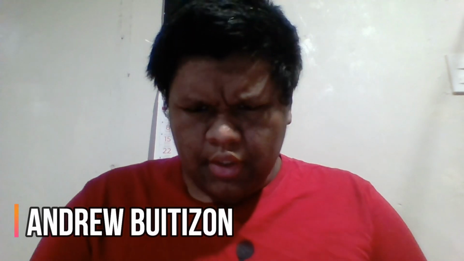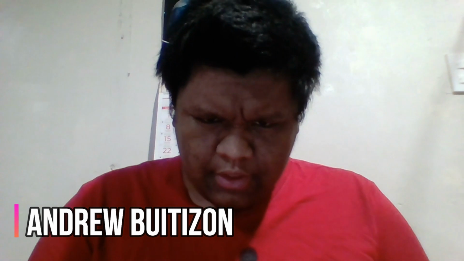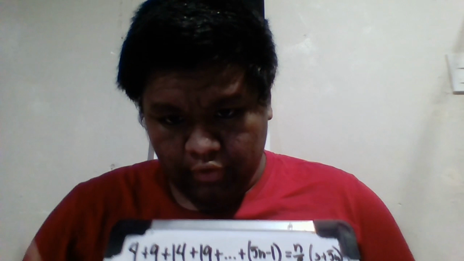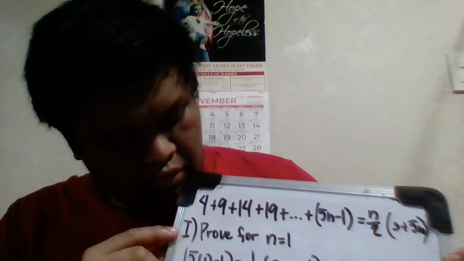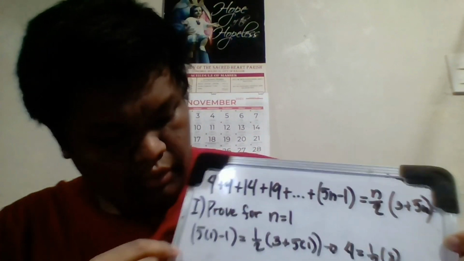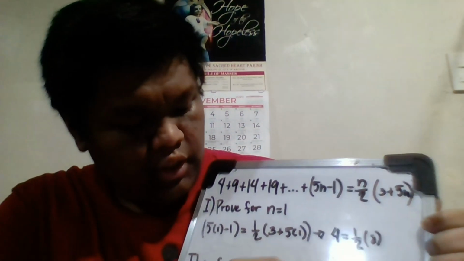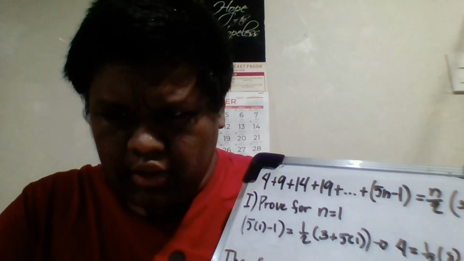Good morning. Show that if n is a positive integer, 4 plus 9 plus 14 plus 19 plus dot dot dot plus 5n minus 1 is equal to n over 2 times the quantity 3 plus 5n, is true for all positive integers. Now, we begin with this 4 plus 9 plus 14 plus 19. That's our equation. So first thing we need to do is prove for n equal to 1. So we will substitute all the n with 1s and it will become 4 is equal to 1 half of 8, 4 is equal to 4. Therefore n equals 1 is true.